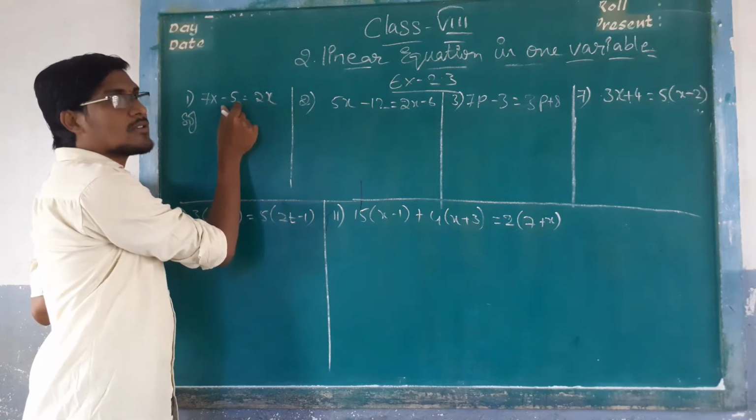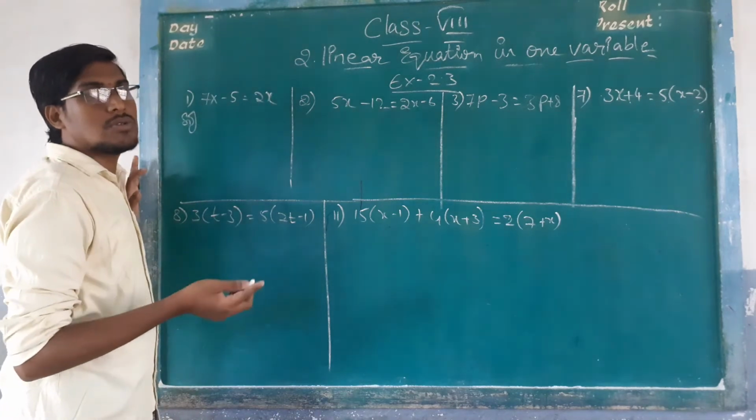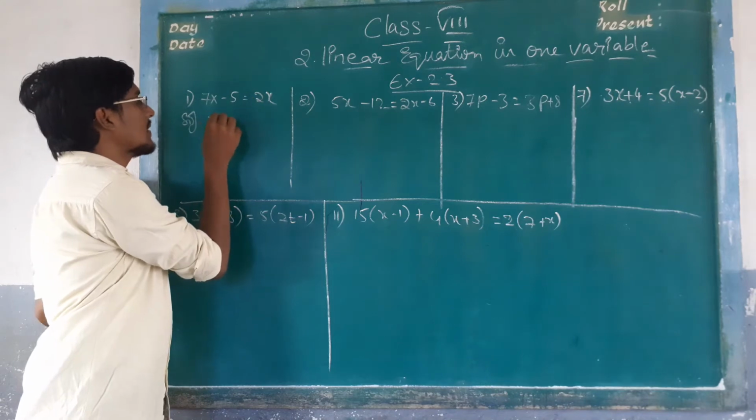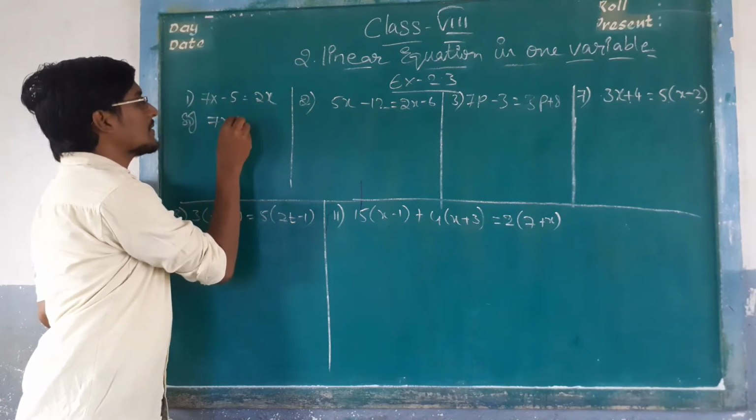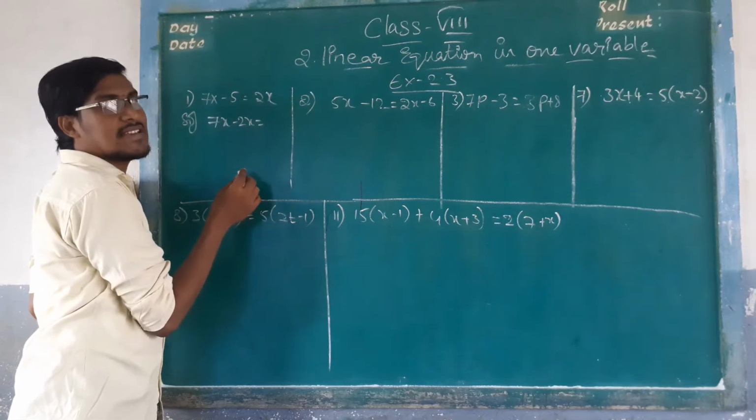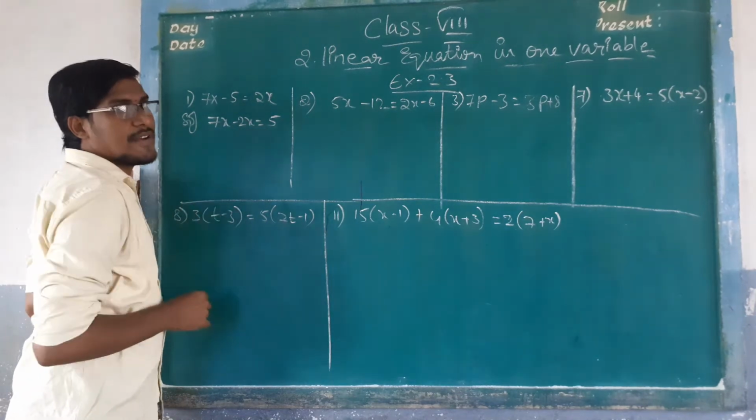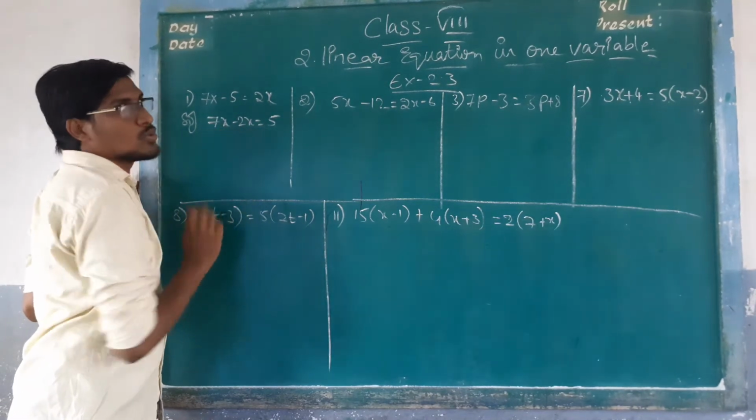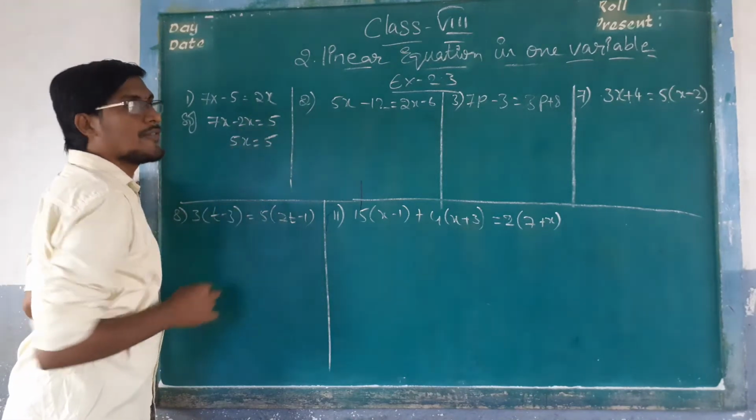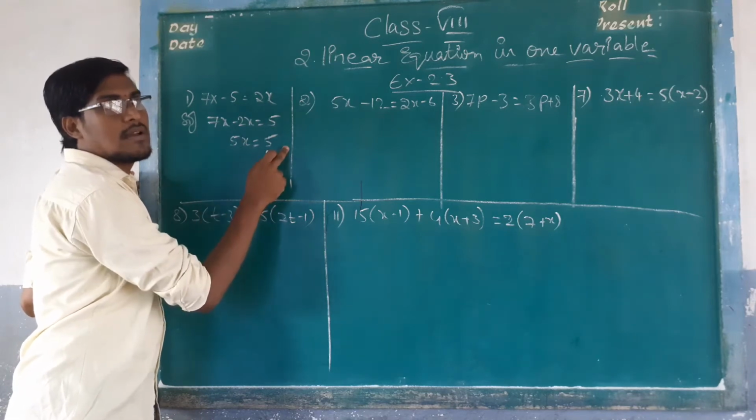Here minus 5 is a constant value. If it moves to the right hand side, it becomes a positive value, that is plus 5. So moving the variable to the left hand side, that is 7x minus 2x equal to plus 5. Minus 5 moved to the right hand side is plus 5. So 7x minus 2x, 7 minus 2, that is 5. So x is a variable, 5x equal to 5. We want the value of x, so move this 5 to the right hand side.